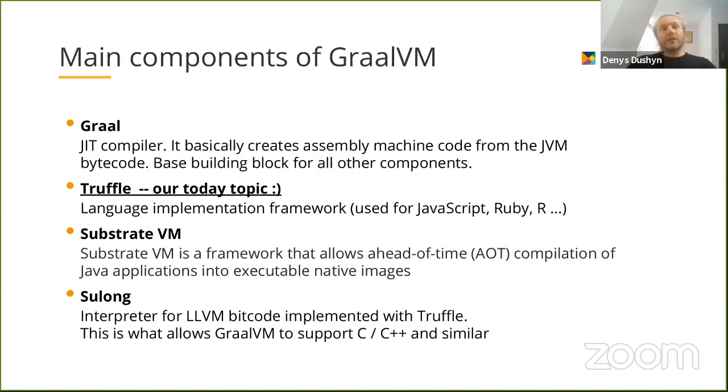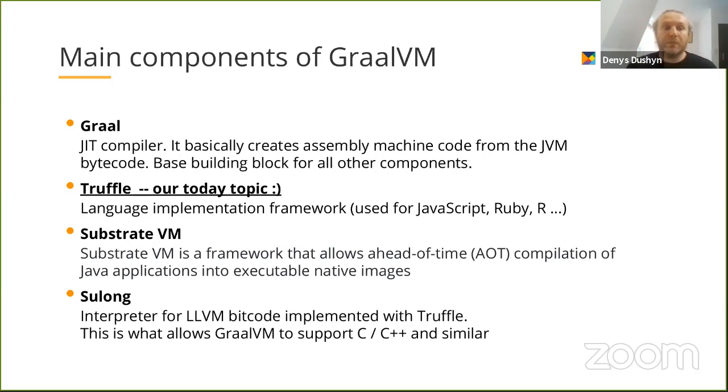On this slide, I would like to summarize what I said before. At the core of the platform is Graal virtual machine, and it is based on OpenJDK with one exception. The C2 just-in-time compiler has been replaced by a new compiler, Graal. The main task of this just-in-time compiler is to create assembly machine code from the JVM bytecode. It is a building block for almost all other components of Graal virtual machine.